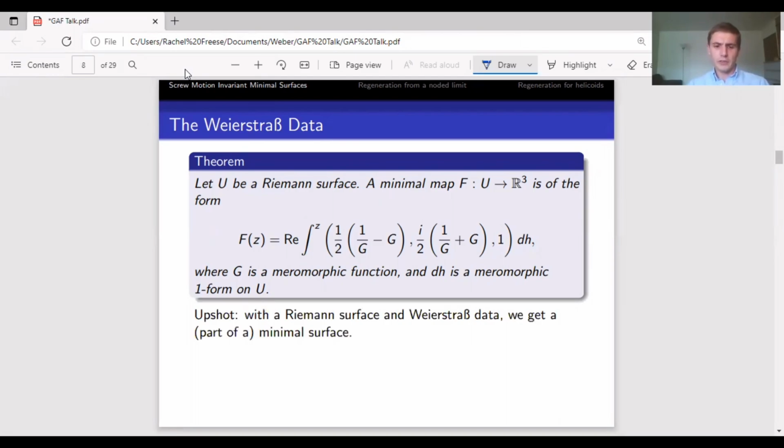Kind of the upshot of this is that if you have a Riemann surface and a function and a one-form, then you have a minimal surface, right? So it's not as simple as that, of course, because you have no guarantee that it's going to be embedded or geometrically meaningful in any way.